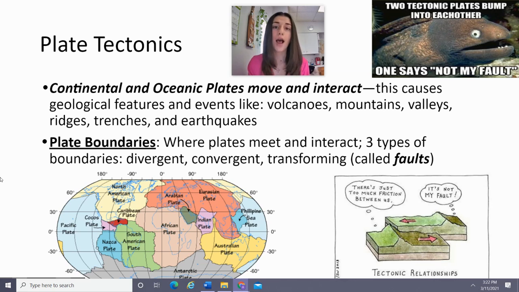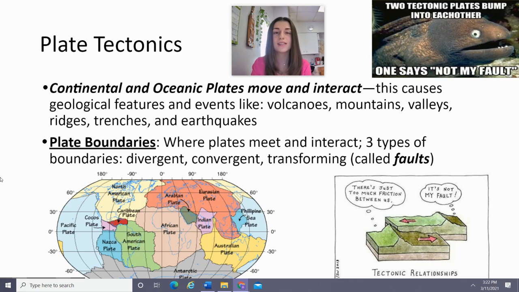So first off, I want you to know that continental and oceanic plates move and interact. And this movement and interaction causes geological features and events such as volcanoes, mountains, valleys, trenches, ridges, and earthquakes. So, what is a plate boundary? A plate boundary is where plates meet and interact. And there are three types that we're going to learn about today.